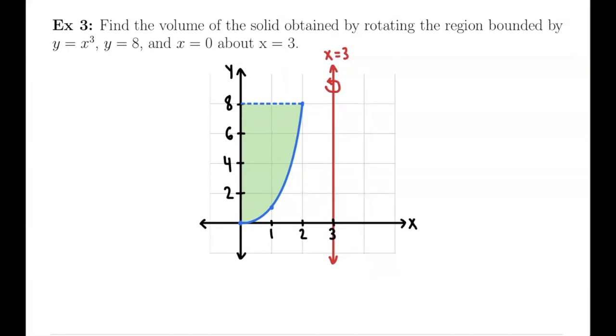So what method should we use? This is a really tough one. I'm going to have to say cylindrical shells, but I could be wrong, because it could be the washer method. It could be, because the region does not touch the axis of revolution. So you could use the washer method, but for the sake of the video.